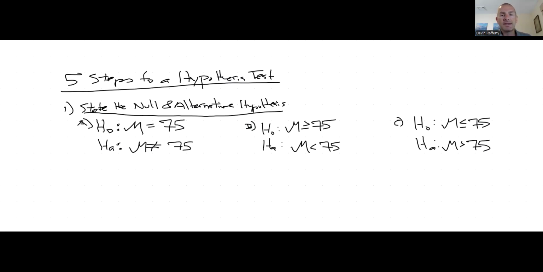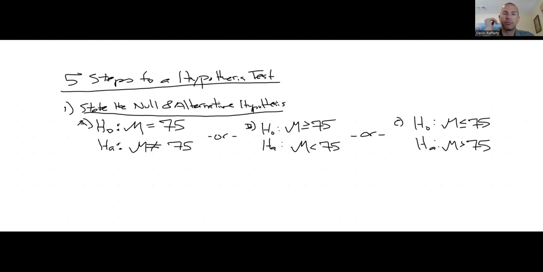These are the three cases that you can have in all hypothesis testing. You have case A, case B, and case C. You're always going to have equal to, not equal to, or you will have greater than or equal to with a less than, or you will have less than or equal to with a greater than. That's all there is.